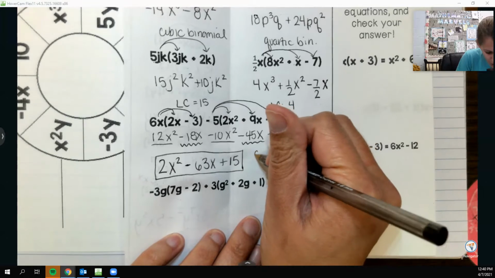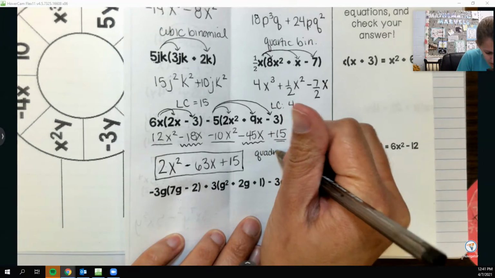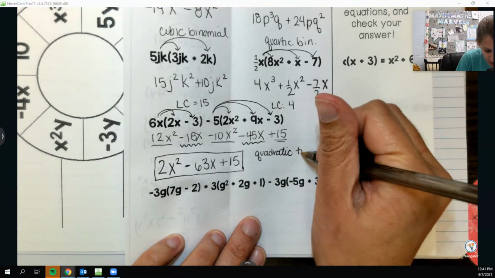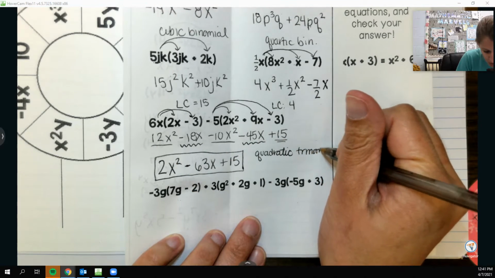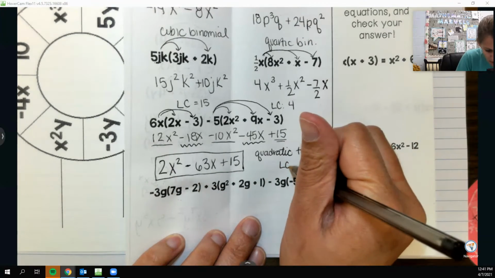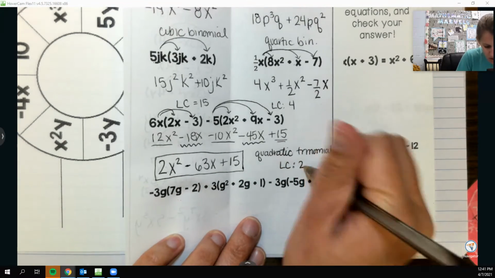This is a quadratic because it's degree 2, trinomial because there are 3 terms, with a leading coefficient of 2.